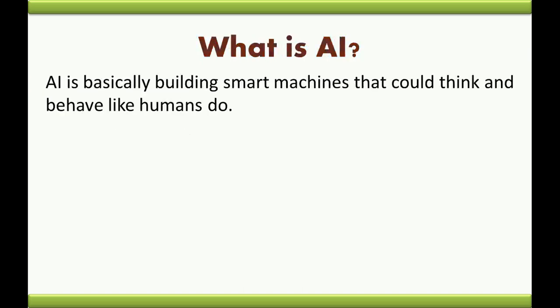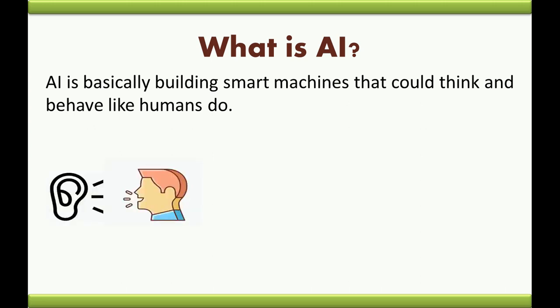First, let's understand what is artificial intelligence or simply AI. AI is basically building smart machines that could think and behave like humans do. Well, what are smart machines? Smart machines can communicate effectively. They can listen to the human language, they can recognize it, and respond effectively.